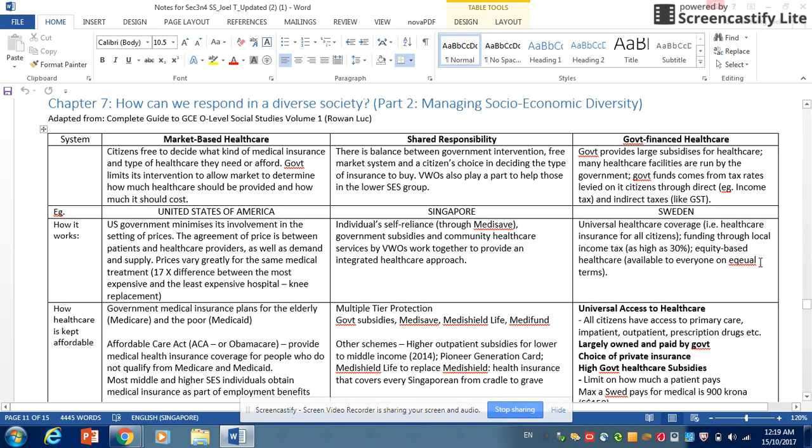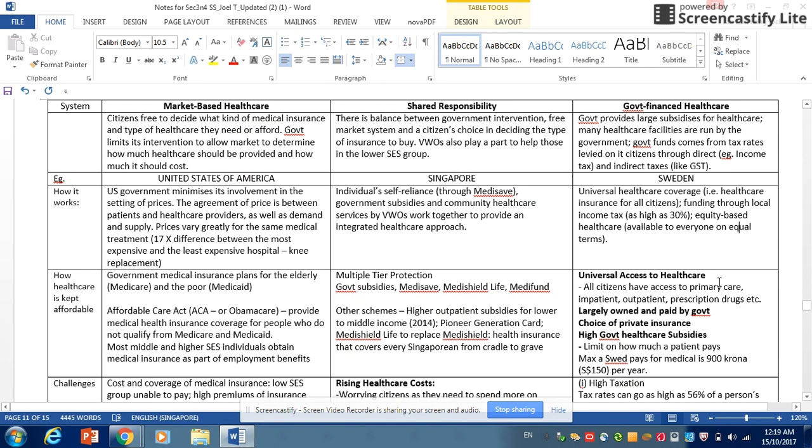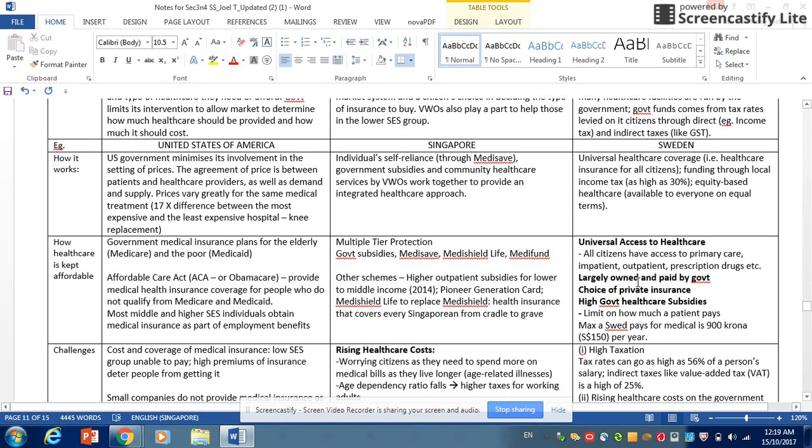Let's look at Sweden's government financed healthcare. Basically, it means that there's universal healthcare coverage. Funding is mainly by the government, but they collect taxes as high as 30% from citizens. And it is equity-based healthcare, which means that everyone is allowed to have free healthcare on equal terms, or rather affordable healthcare on equal terms. Now, in the Swedish system, it's largely owned and paid by the government.